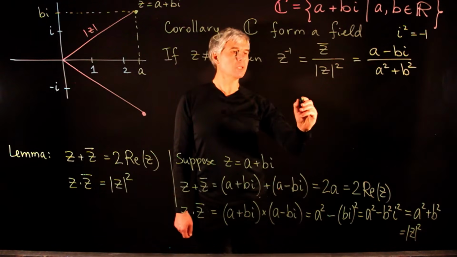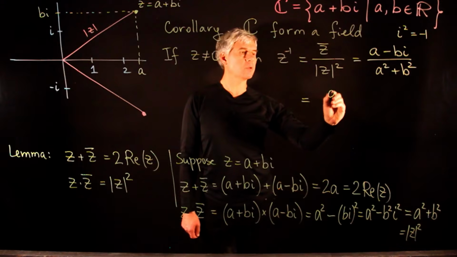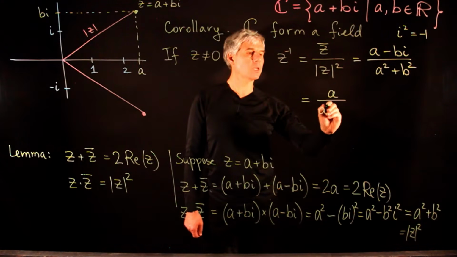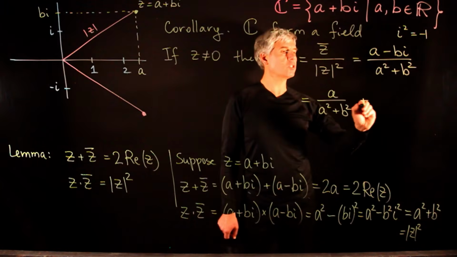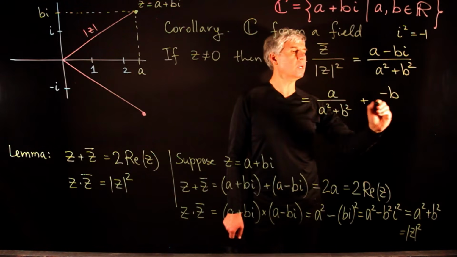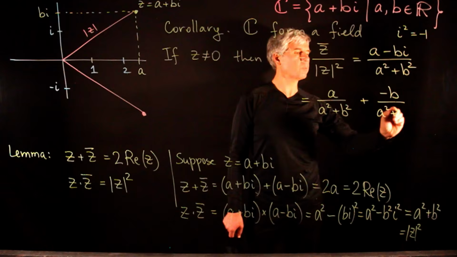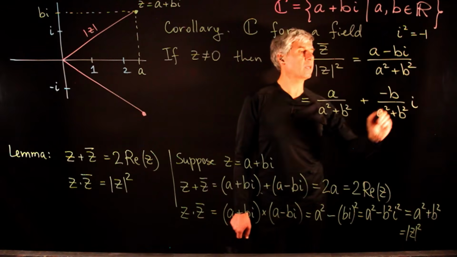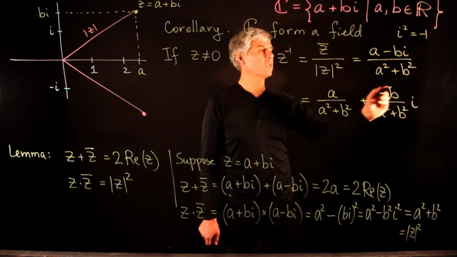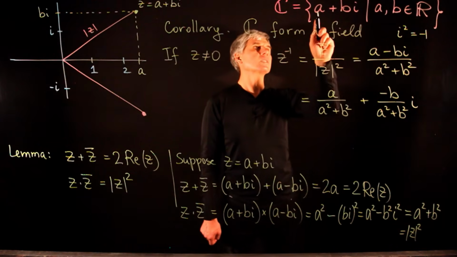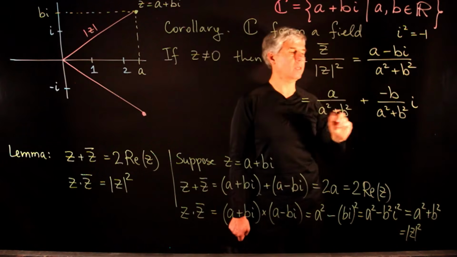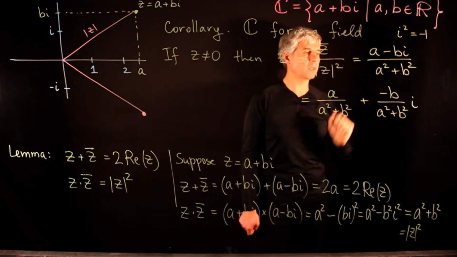Clearly, this is a complex number because its real part can be written as a over a squared plus b squared, and its imaginary part can be written as minus b over a squared plus b squared, times i. And these two coefficients are real numbers. So this is a number of the form something plus something i, where these components are real numbers.